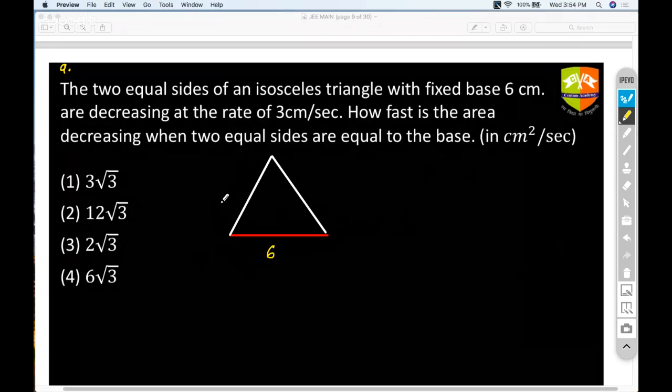Okay, I'm getting a mixed response. Kushal says 4. Vaishnavi says option 3. All right, so let's discuss this.